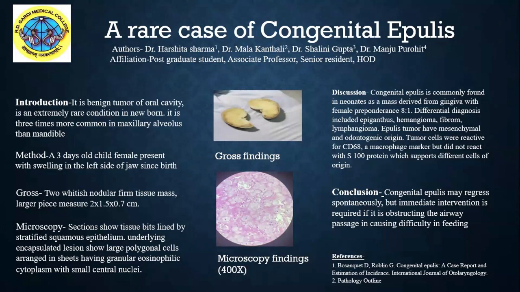Grossly, it is 2 whitish nodular firm tissue masses. The larger piece measures 2 into 1.5 into 0.7 centimeters. Microscopy: sections show tissue bits lined by stratified squamous epithelium. The underlying encapsulated lesion shows large polygonal cells arranged in sheets, having granular eosinophilic cytoplasm with small central nuclei.